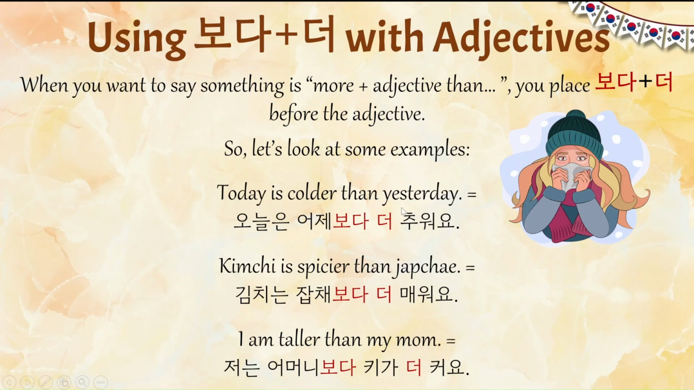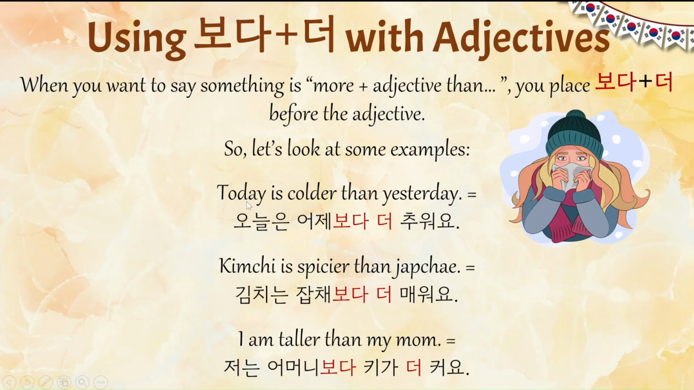Today is colder than yesterday. 오늘은 어제보다 더 추워요. Today is 오늘. Yesterday, 어제. To be cold, 춥다. In present tense, you conjugate it as 추워요. Now you have to say, today is colder than yesterday, or today is more cold than yesterday.